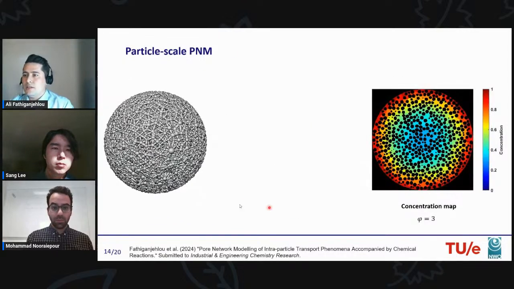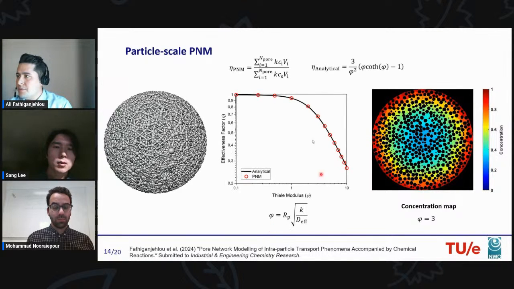Now, let's imagine that the diffusion is happening through throats and reaction is happening inside the pores. Here on the right side, you can see a concentration map. The outer region of the particle has a concentration equal to 1. The species diffuse inside the particle and they undergo reaction. The ratio of the reaction rate to the diffusion rate can be characterized using a dimensionless number, which is called the Thiele modulus, or phi.